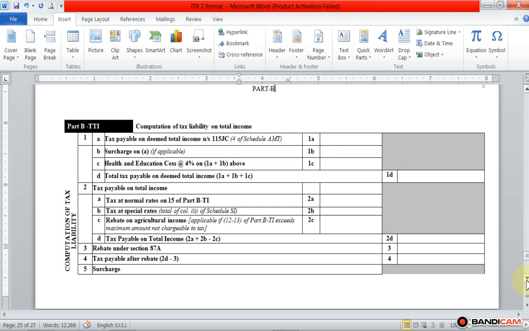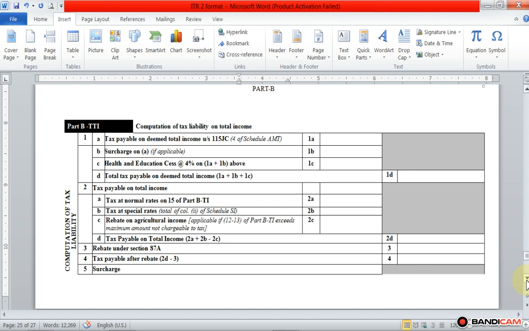Then we compute 4% health and education cess on the total tax of the assessee. That means total tax on total income plus surcharge. We compute 4% on the total tax, that is tax plus surcharge, as health and education cess. Then we make a total of 1A, 1B, 1C, and we get the total tax payable on deemed total income.